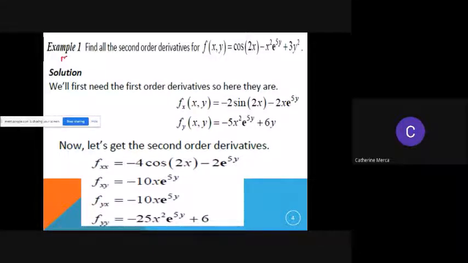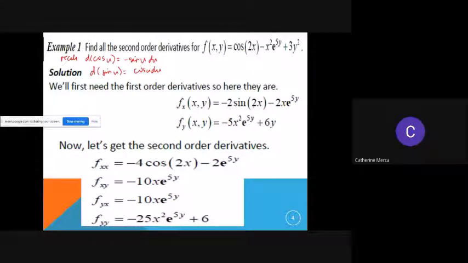Recall: the derivative of cosine u is negative sine u du. The derivative of sine u is cosine u du. So when we take the derivative of the sine, it will be positive cosine.